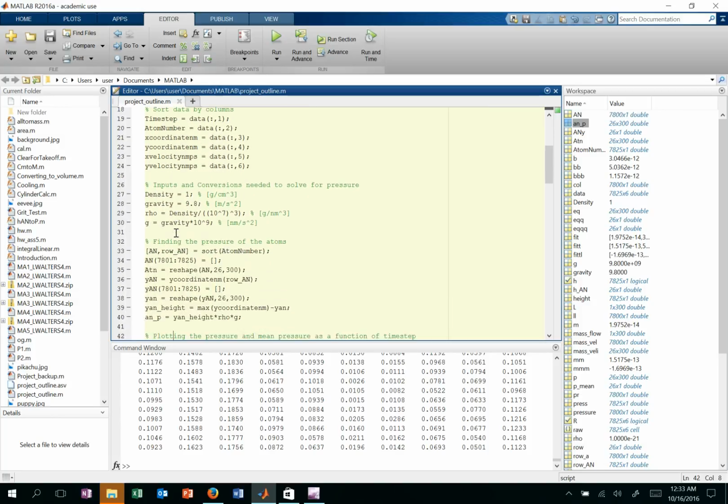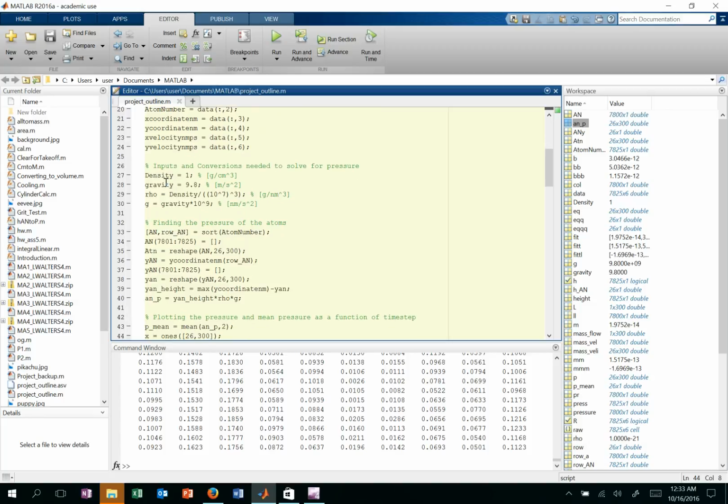We want to first find the pressure, so we need density and gravity. Density we're going to assume to be constant. We're using water molecules, so 1 gram per centimeter squared, and gravity is assumed to be 9.8 meters per second squared. We're going to convert density to nanometers because that's how the data was obtained, and then we're going to also convert gravity into nanometers.